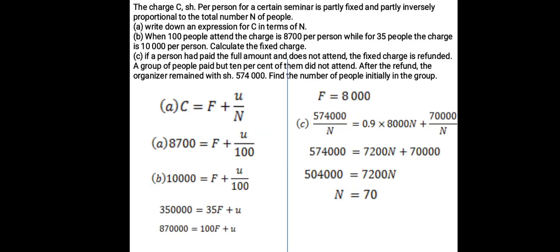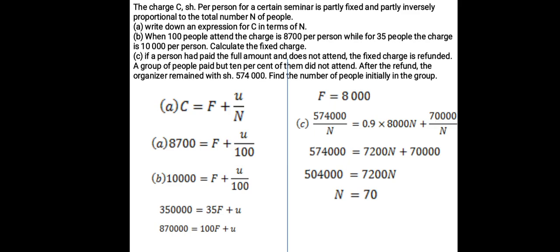The charge C shillings per person for a certain seminar is partially fixed and partially inversely proportional to the number of people. Write down an expression for C in terms of N. The expression is C is equal to F plus U all over N. But B, when 100 people attended, the charge is 8,700 per person, while for 35 people, the charge is 10,000 per person. Calculate the fixed charge. The fixed charge is 8,000 shillings.